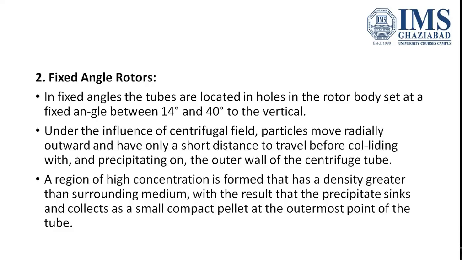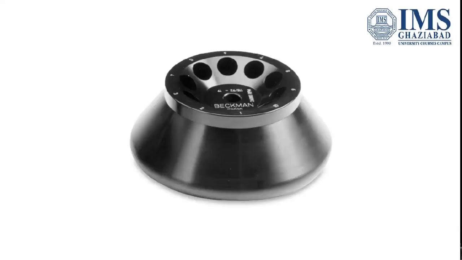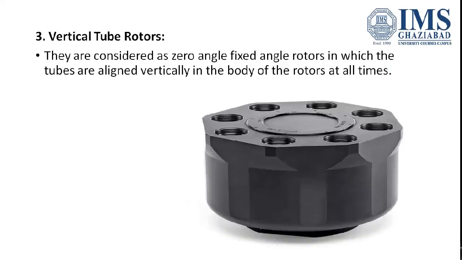of the centrifuge tube. Now, the region of higher concentration is formed that has a density greater than the surrounding medium, with the result that the precipitate sinks and collects as a small compact pellet at the outermost point of the tube. So this is the diagram of Beckman fixed angle rotor.